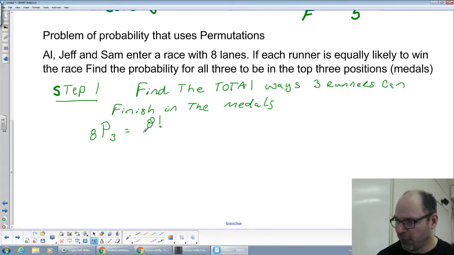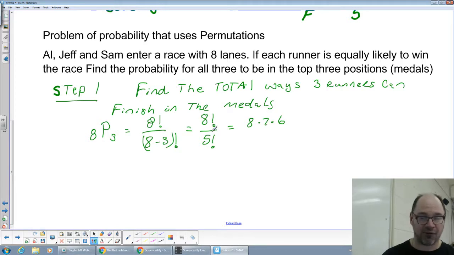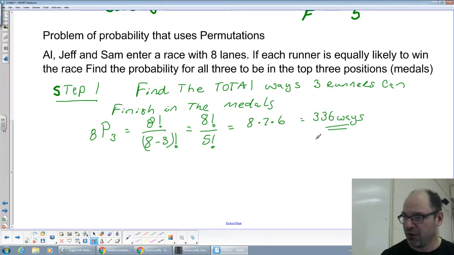8 factorial over n minus r factorial. So this ends up being 8 factorial over 5 factorial, which in this case is 8, 7, 6, because the 5 factorial cancels out all the rest. So we've got 336 ways that you can have 8 runners finishing gold, silver, and bronze where it matters which type of medal you get. So that's the first step.